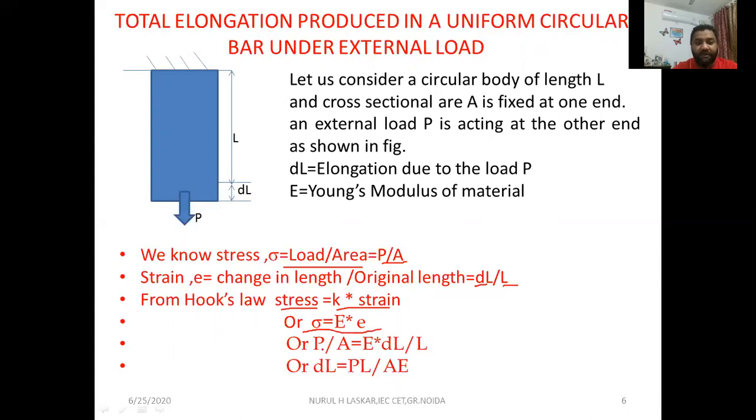And what is sigma? It is load upon area, P upon A. And what is e? Strain, change in length by original length. So if I do the cross multiplication, I will get dL is equal to PL upon AE. So this is the total elongation produced in a uniform circular bar under the external load. dL is equal to PL upon AE, where P is the applied load, L is the original length, A is the cross-sectional area, E is the Young's modulus. If diameter is given, then you can find out the area, pi by 4 d square.